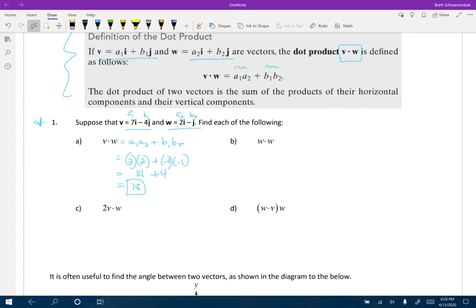What about letter B? This time, they want you to take the dot product of w with itself. So if we just isolate to w only, then a1 would be 2 and a2 would be 2, because we're taking the same two vectors, plus b1 would be -1 and b2 would be -1. So we would end up with 4 plus 1, which is just 5.